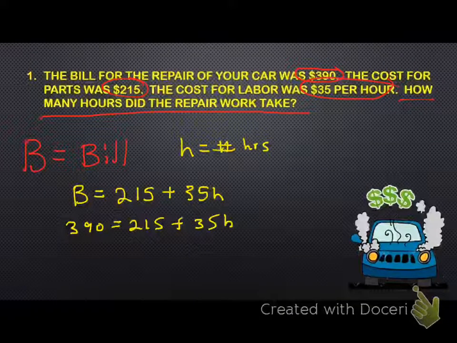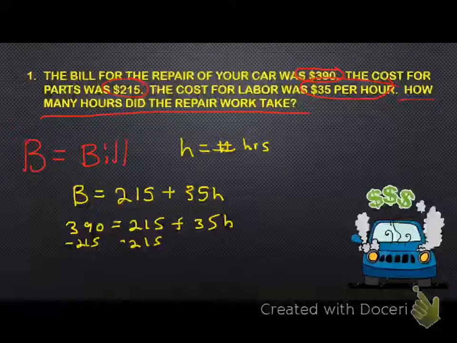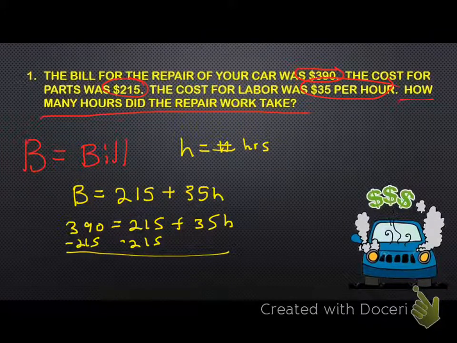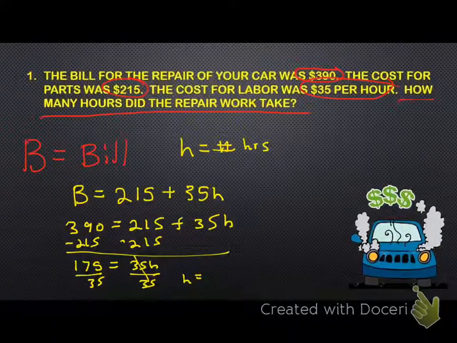And now, Dakota, what you said was right. Aren't you just going to subtract 215? So what's 390 minus 215, guys? 175 equals 35H. And then you said what? We're going to divide by 35. So how many hours, guys? So H equals, is it 5 hours? Yeah? So hold on. We're not done though.